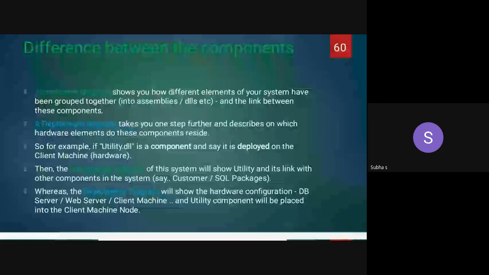The utility component will be placed on the client machine only. That is the configuration of the toolkit. Simply I can say the deployment diagram is the installation and configuration of the toolkit. That is the deployment diagram in one line. These are the points I stressed because they were asked two or three times in the exam. From this example, you can easily write in your own words along with an explanation.